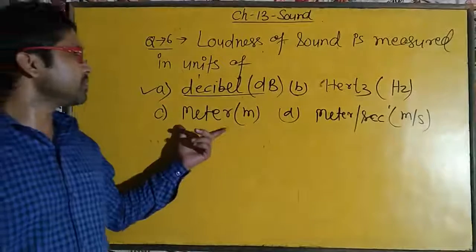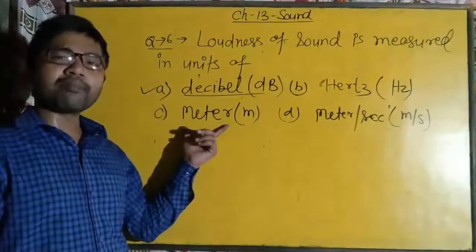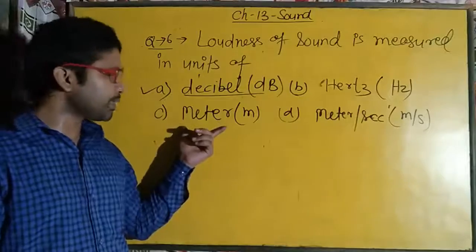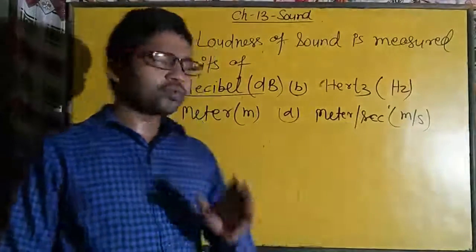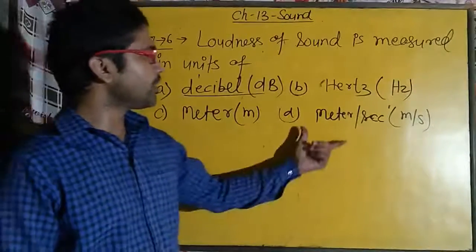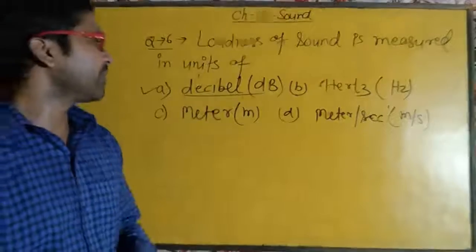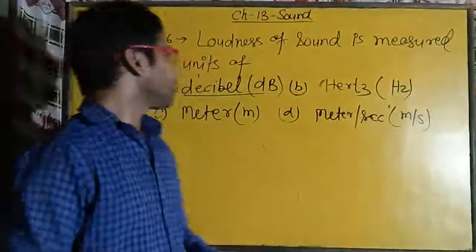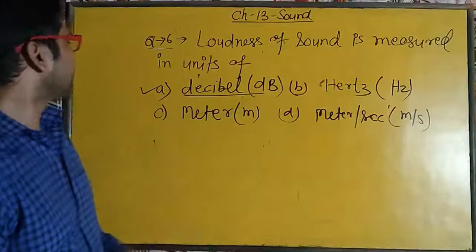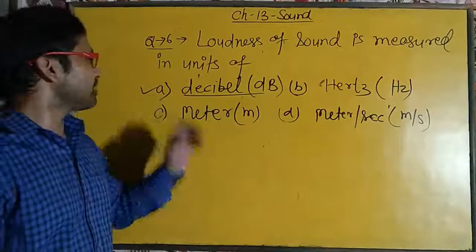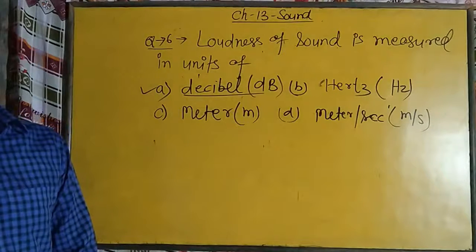The meter is the unit of distance, or you can say amplitude. And now meter per second, everyone knows that the unit meter per second is the unit of velocity or speed of any object. So yes, your correct answer is decibel. So for question number 6, you should tick the correct option, decibel. So we have done question number 6.